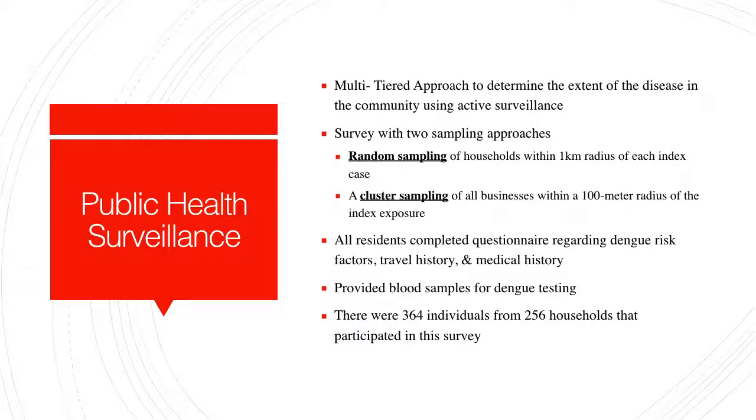To determine the extent of the disease in the community, the health department began active surveillance in the community. For this, the health department used two approaches to sample the community. First, random sampling was used to identify households within 1 kilometer radius of each index case. Then, cluster sampling was used of all businesses within 100 meters radius of the index exposure.